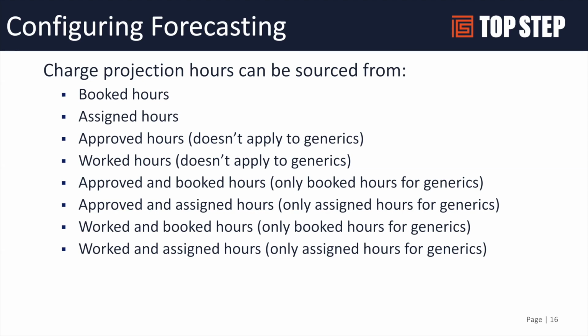So a lot of customers will do either a combination of approved and booked or worked and booked, depending if you're using bookings or assignments. And the benefit is, using approved and booked or worked and booked will give you that mid-month level of accuracy that you don't have otherwise. So it'll show, what do we actually do, and then what was remaining to give you a full month picture of your projections. So depending on how your system is set up, you'll want to look at how these projections are set up.